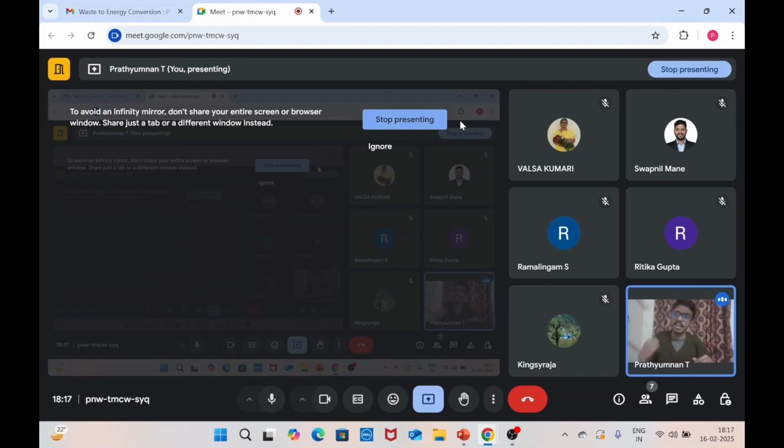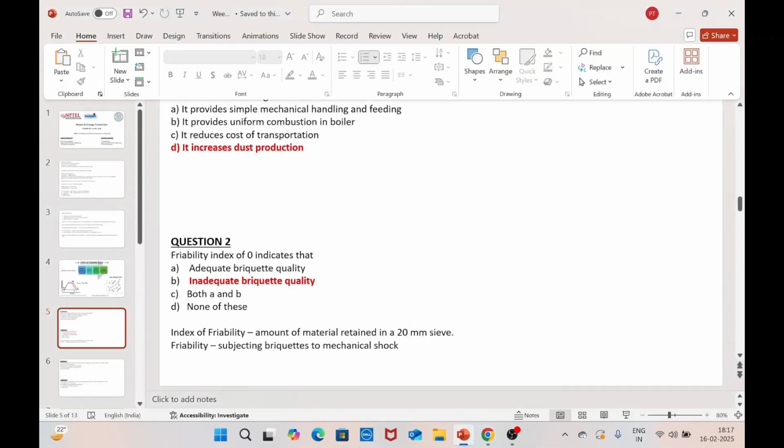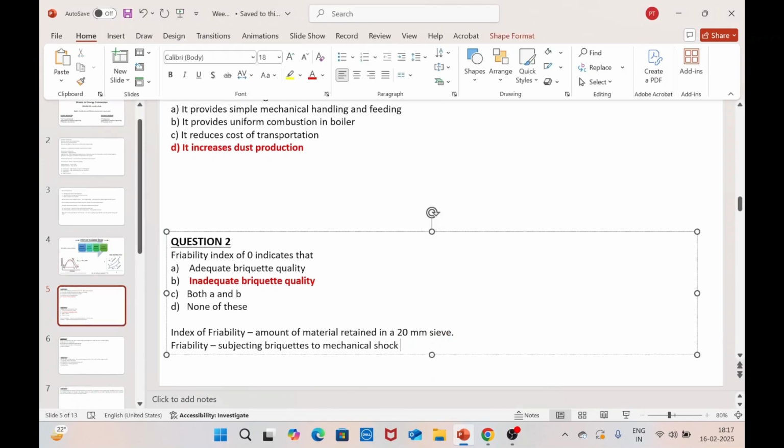So this is exactly the opposite of what we want our briquettes to be. So we can say that the quality here is inadequate, the quality is not good in general. So let me write this. Zero index means, zero as an index means no material is retained in the 20 sieve.